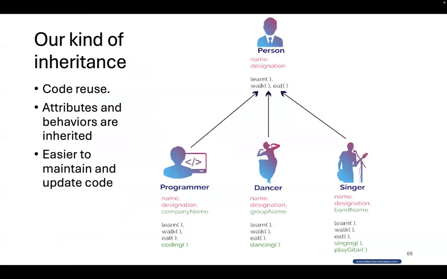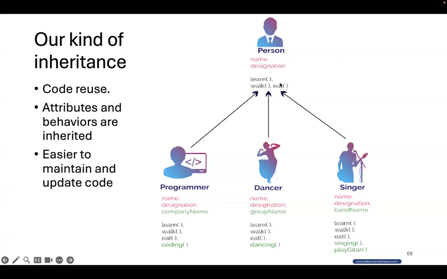And so our kind of inheritance is going to deal with code reuse, where we have some class that has properties and methods, these attributes and behaviors, and we're going to define other classes that will inherit those same things. And so the idea is we want to not have to type as much. We want to reduce the amount that we are copying and pasting. We don't want to do that. Instead, we want to reuse things and use inheritance so that it makes it easier for us to update and maintain the code that we have.